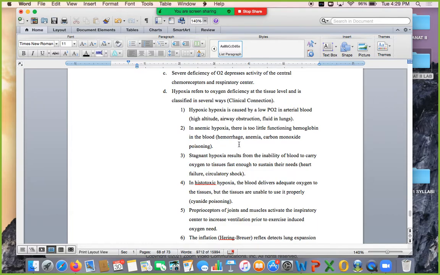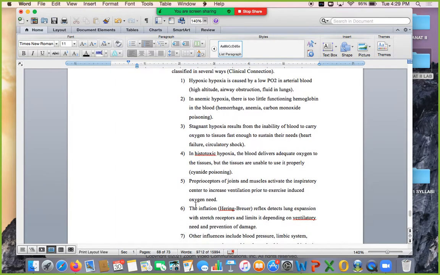And we can also have some sort of poisoning that can occur, like histotoxic hypoxia, where the blood's going to deliver the tissues oxygen, but the tissues can't use it because of, for example, cyanide poisoning. There are other factors that could happen. Basically, something's going to happen where the tissue is unable to utilize that oxygen properly.